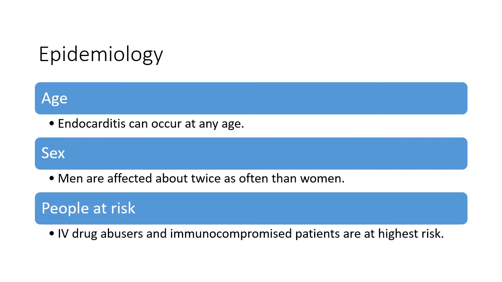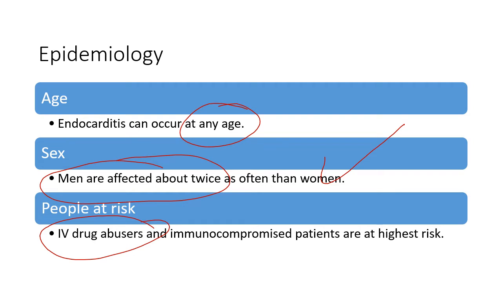Epidemiology, we say generally infective endocarditis can occur at any age. As far as sex is concerned, men are more highly affected than women. Of course, the risk factors put men at about twice the risk of women. Among the people at risk, we say intravenous drug abuse and immunocompromised patients are at high risk.